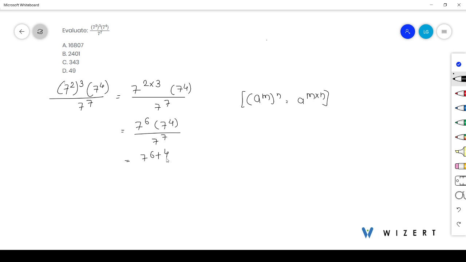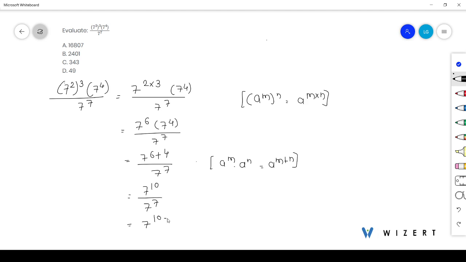7 to the power 6 plus 4 divided by 7 to the power 7, because a to the power m into a to the power n is a to the power m plus n. So it is 7 to the power 10 divided by 7 to the power 7.